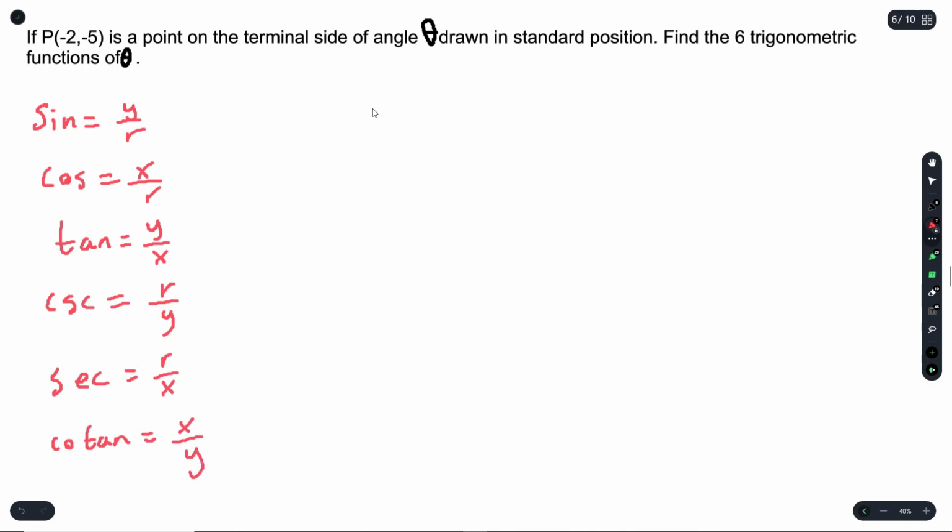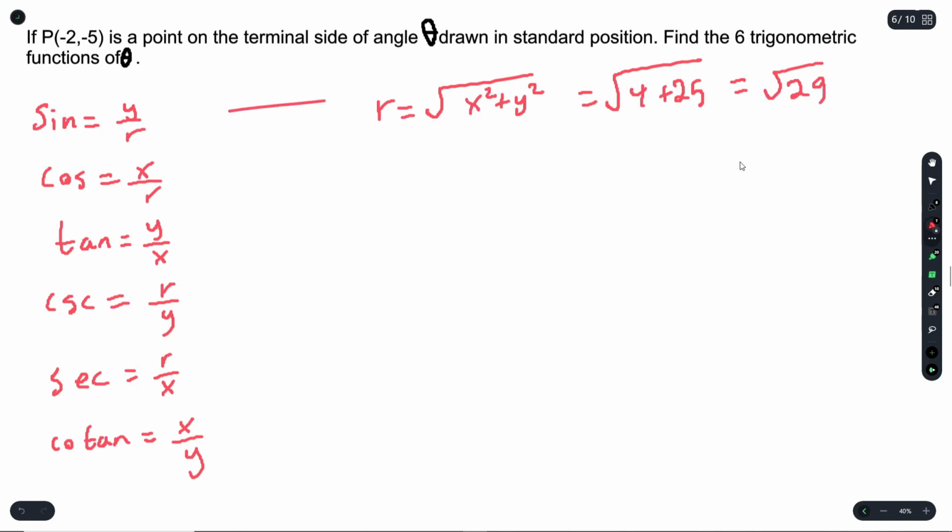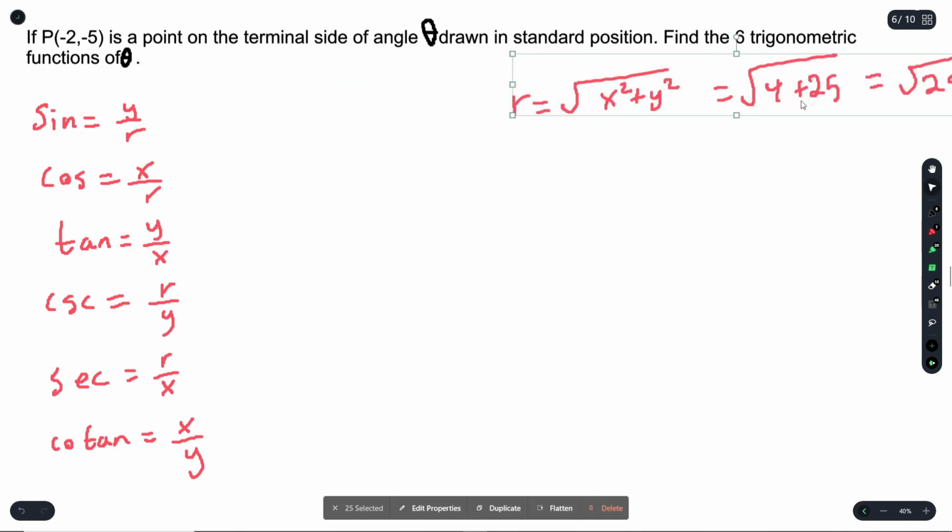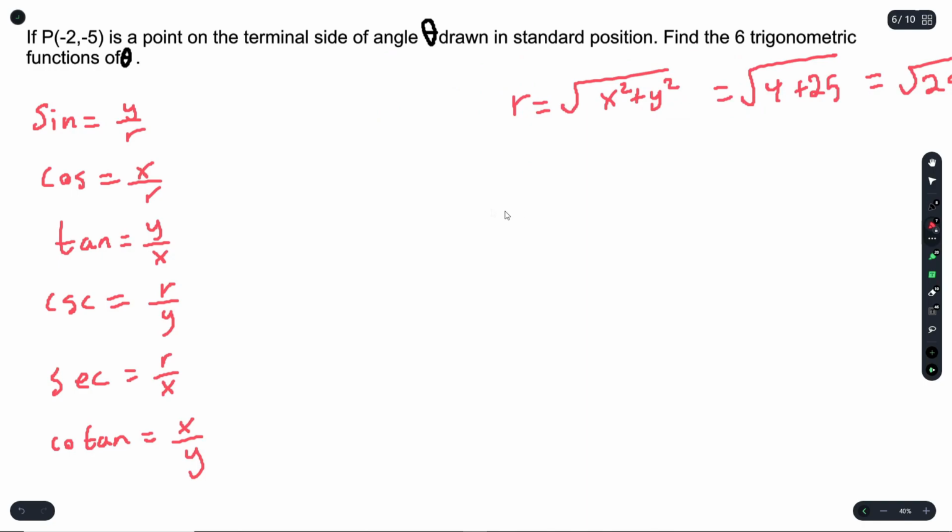So let's get r. We know that r is equal to radical x squared plus y squared, which is equal to 4 plus 25, which is radical 29. Okay, let's remove it for space for the sine. Or I'll just move it. So sine is y over r. This is x, this is y. Negative 5 over radical 29.